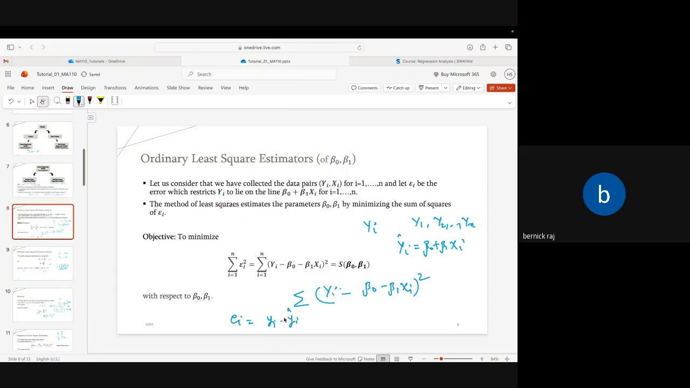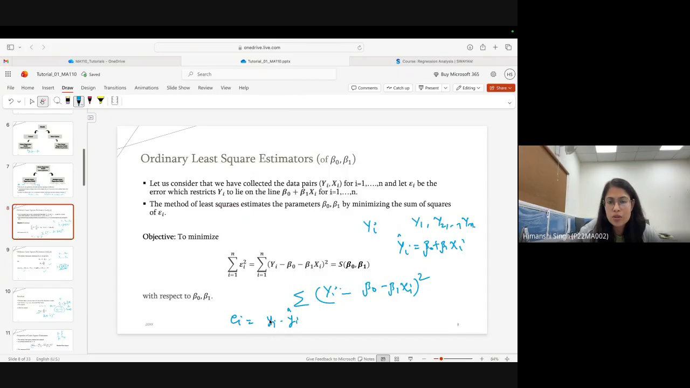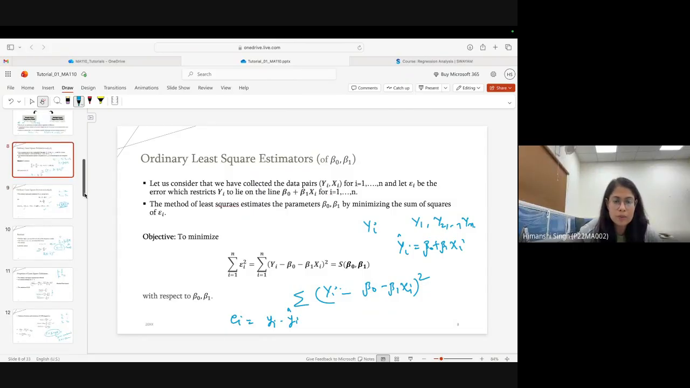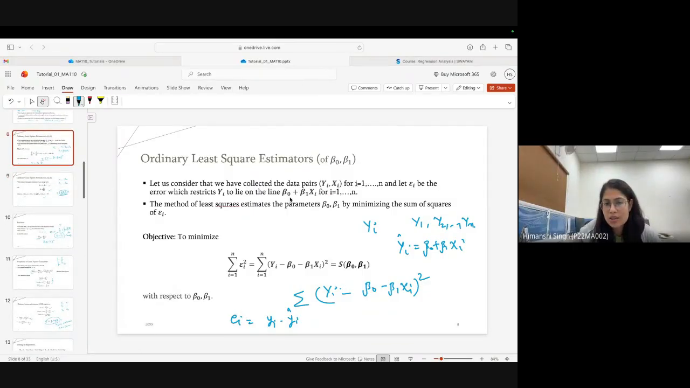Whenever we are summing it, if beta naught is zero, that condition was coming from the differentiation. Whenever we were differentiating with respect to beta naught, the condition was coming that summation ei is zero. Now if beta naught is zero, I don't know whether we can say that or not.